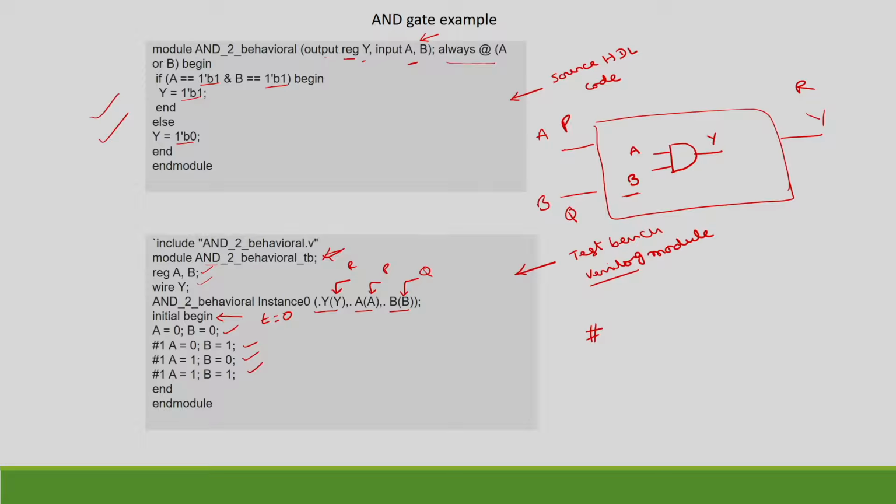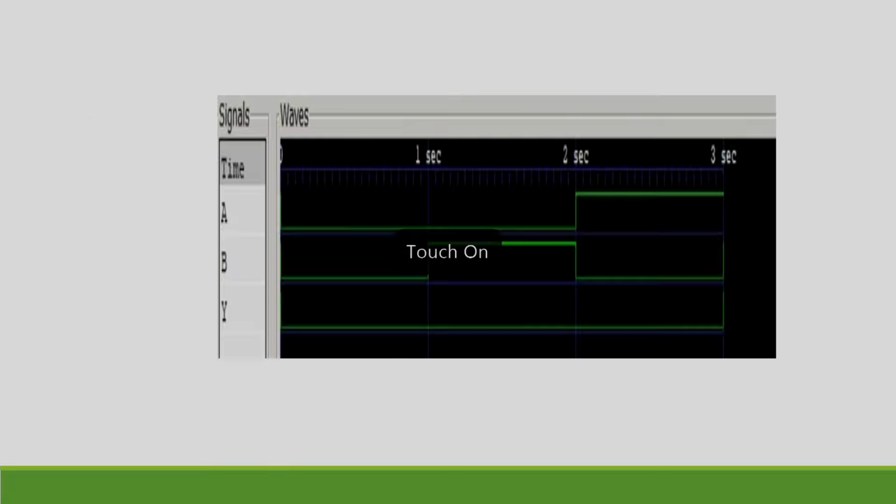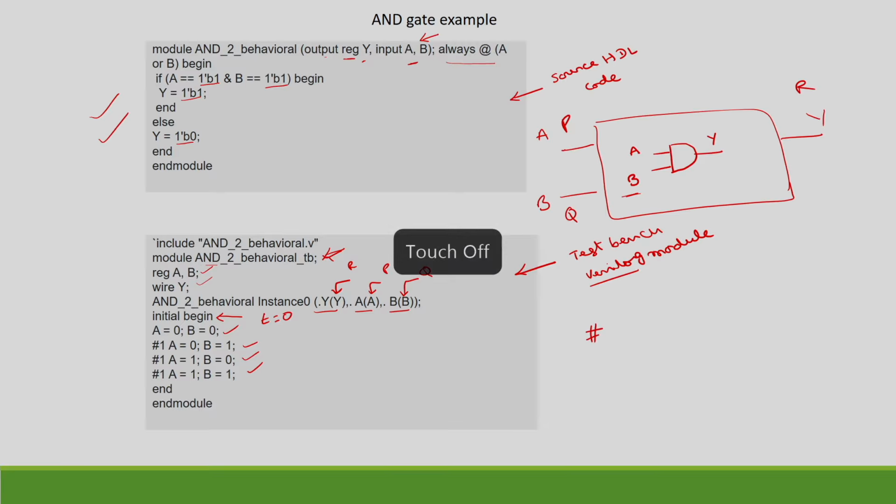If we take the test bench waveforms, by default the waveforms will be displayed on the screen. I have written this test bench such that initially A is equal to B is equal to 0. Initially at t is equal to 0, A is 0, B is 0, obviously output is 0. And after 1 second, 0 1, 1 0, 1 1 pattern after every 1 second.